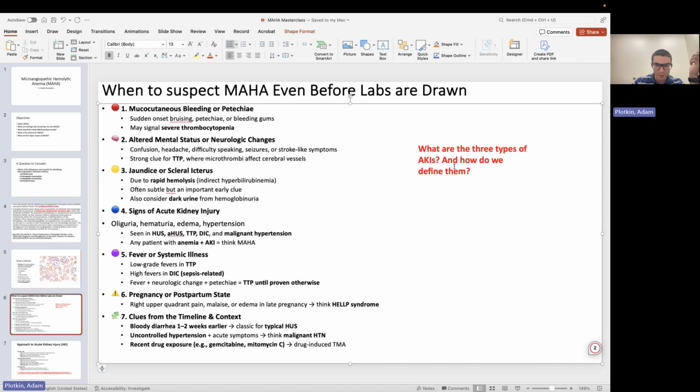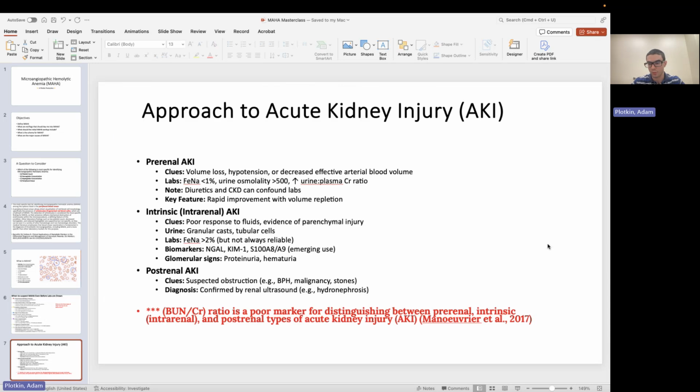So I mentioned AKI. I want you to think about what are the 3 types of AKI and then how do we define them? So take a second and think about them. So with an AKI, there's 3 different causes. There's pre-renal, there's intrinsic, post-renal. When I think about pre-renal, I think about volume loss, hypotension, decreased forward flow of blood.